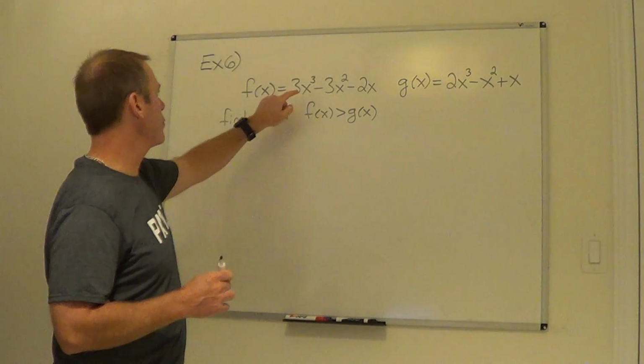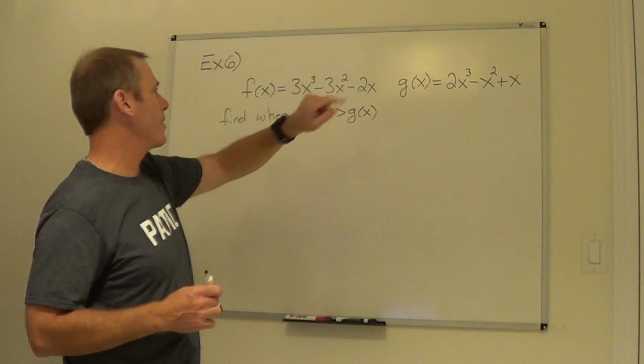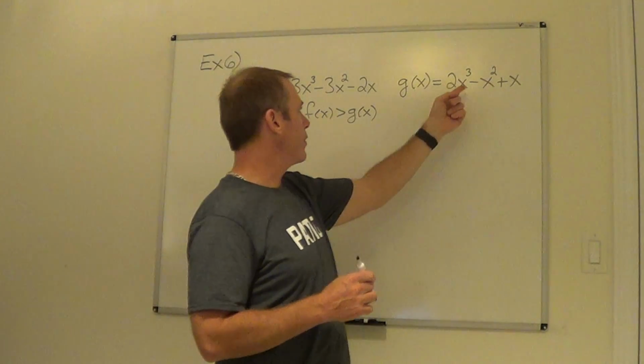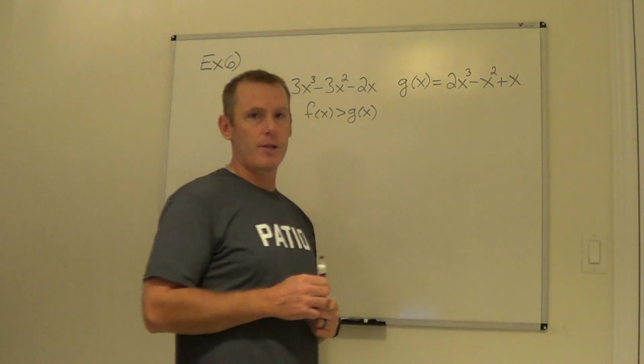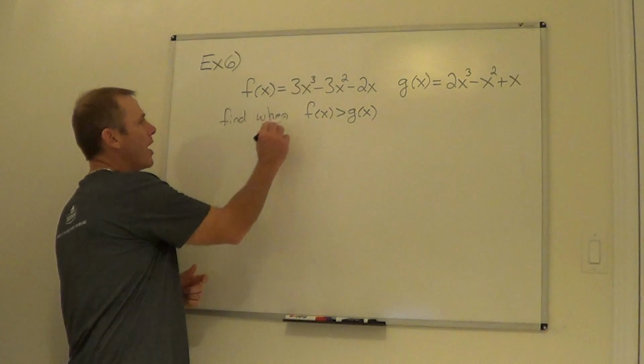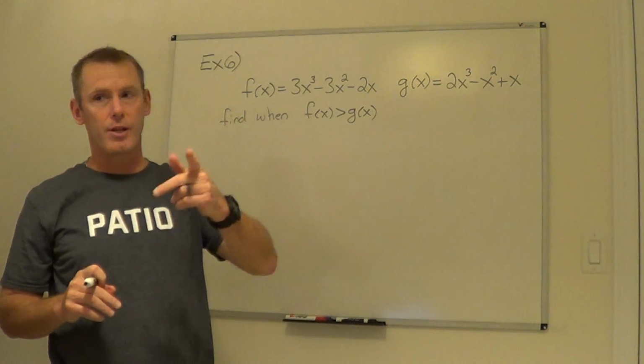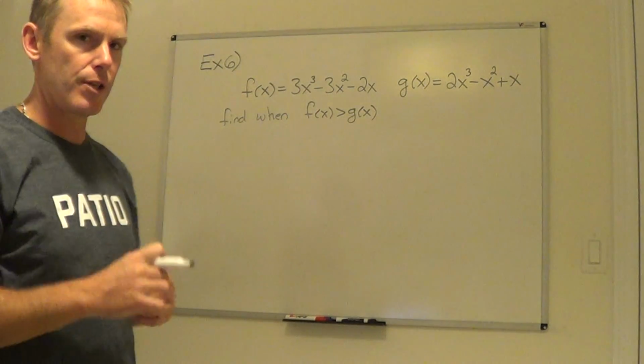We have f of x equals 3x cubed minus 3x squared minus 2x. And our g of x function is 2x cubed minus x squared plus x. And the question is, find when f of x is greater than g of x, which is a little different than the other examples because it's always relative to 0.